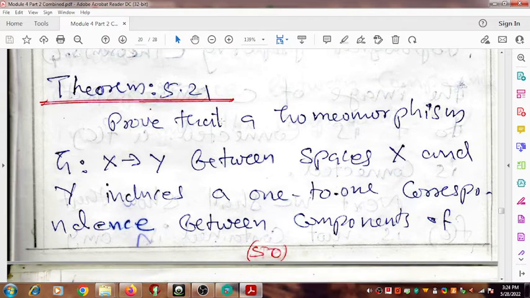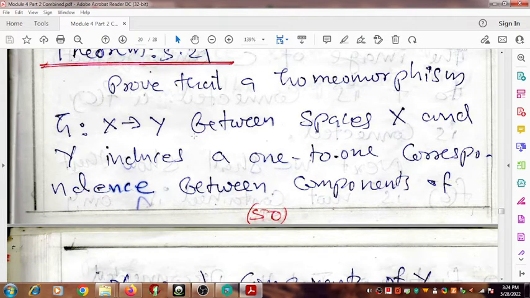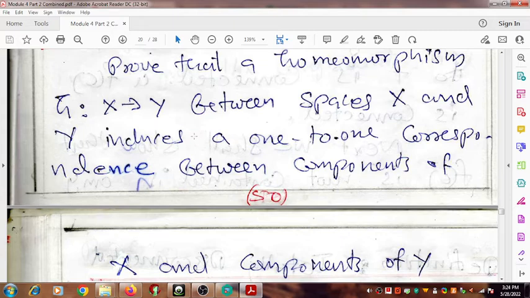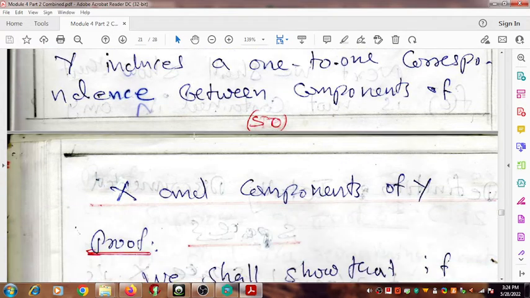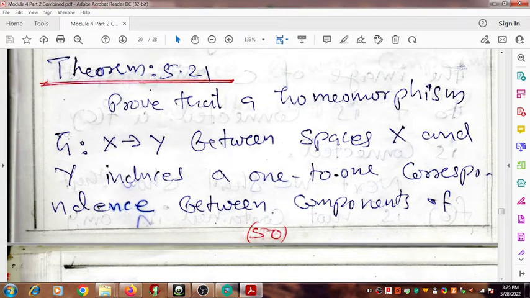We now discuss a result, theorem 5.21. We prove that a homeomorphism H from X to Y between spaces X and Y induces a one-to-one correspondence between components of X and components of Y. We have a homeomorphism H which is defined from X to Y. So X and Y are two topological spaces. Clearly, X can contain components and Y can also contain components. Components are the maximal connected subsets of a topological space.